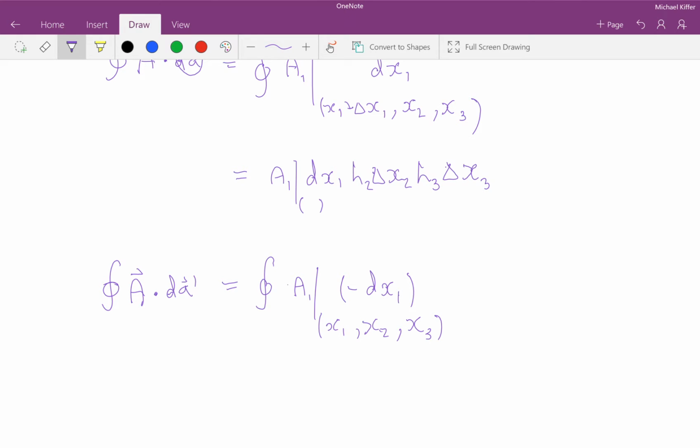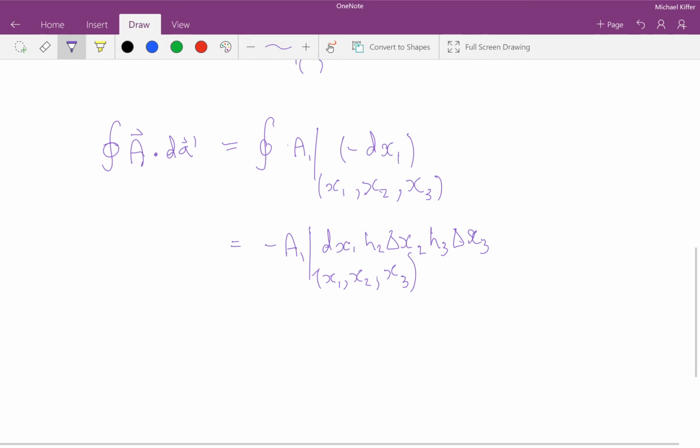So again, we have to multiply it by the area of that back face, and we end up with a component minus, given this minus up there, a1 evaluated at x1, x2, x3, dx1 multiplied by the area, so that's h2 delta x2, h3 delta x3. Now we're going to add these components.